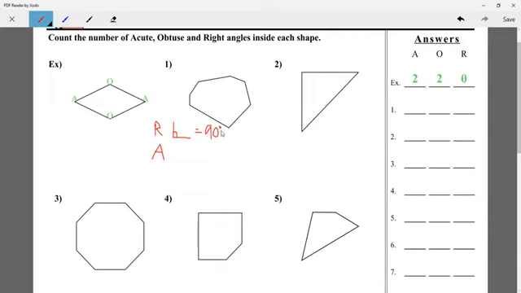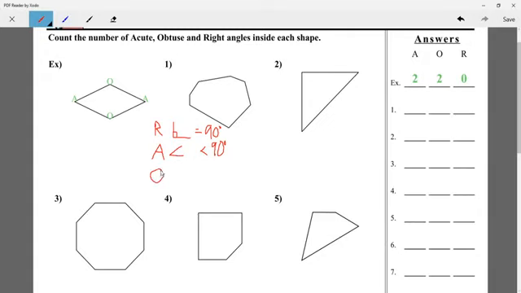Now, an acute angle is less than 90 degrees. It means it would be a little more closed than a right angle. So something like this would be acute. Do you see how it's more closed? Like if this side and this side came closer together, then it would be an acute angle.